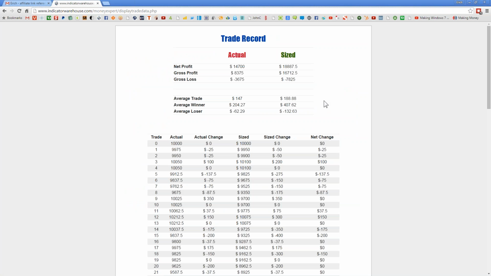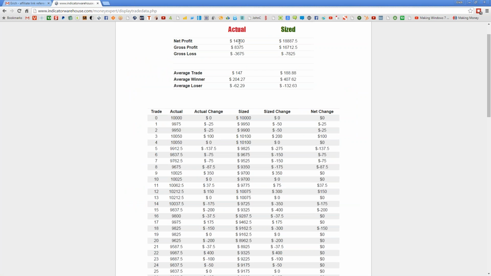If you click on this chart, you can actually get the breakdown. So Joe's profit was $14,007. Our profit was just shy of $19,000. His gross profit was $8,300. Ours was $16,007. His gross loss was $3,600. Ours was $7,800. His average winner was $200. Our average winner was $400. His average loser was $62. Our average loser was $132.